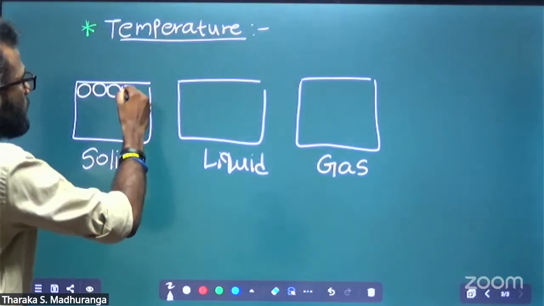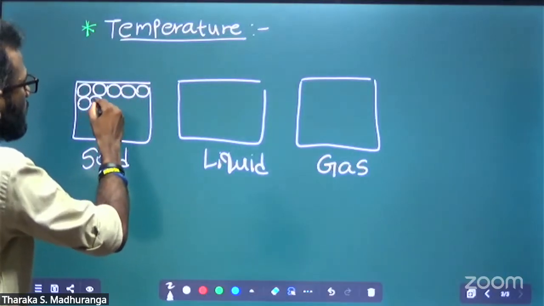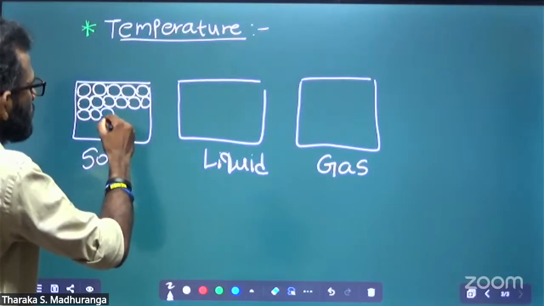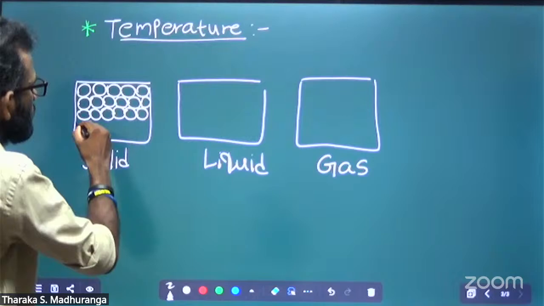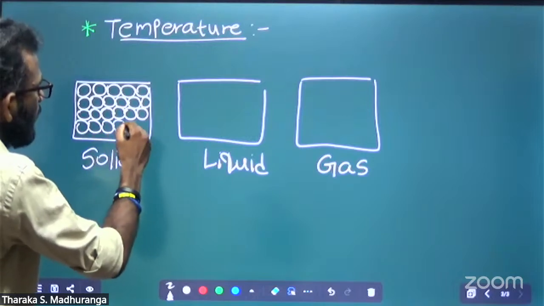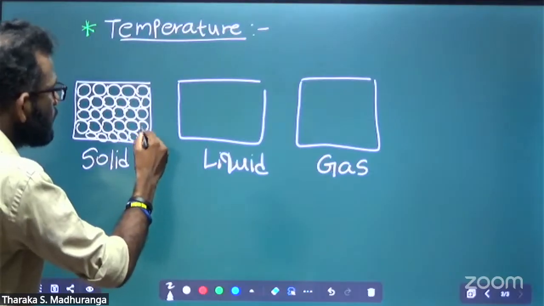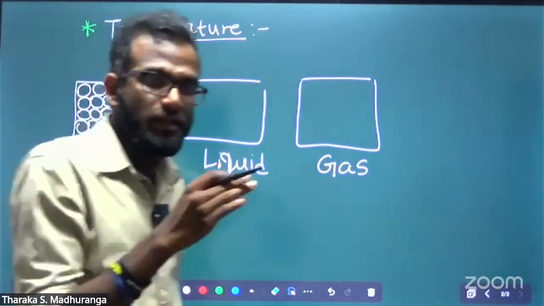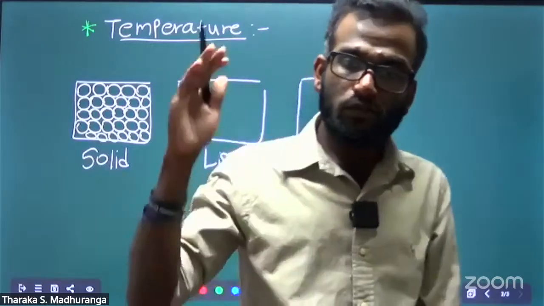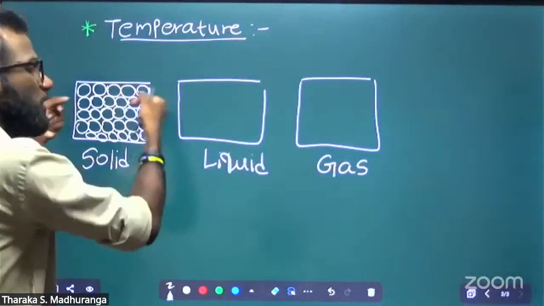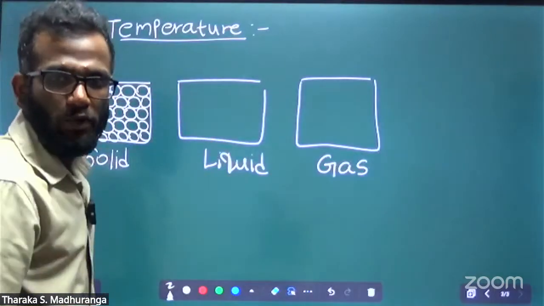If you consider solids, their intermolecular bonds are very strong, and their molecules are too close to each other. Intermolecular bonds mean the bonds between these two molecules.